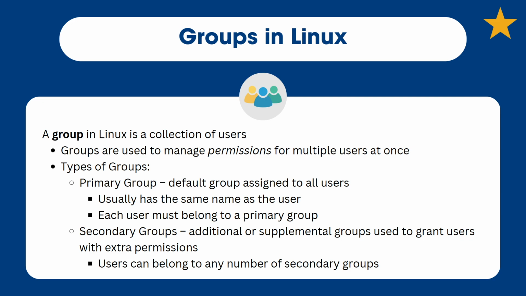As for types of groups, we have a primary group, which is the default group assigned to all users. When you create a user, you'll have a group that has the same name as the user. So VBox user is part of the VBox user group. Secondary groups are additional or supplemental groups used to grant users extra permissions. You can have any number of secondary groups. Maybe William Bidas is my user, but I can belong to the software team. If I'm a full stack engineer working on multiple teams, maybe the front end team and the database team, that's where those extra groups can help.